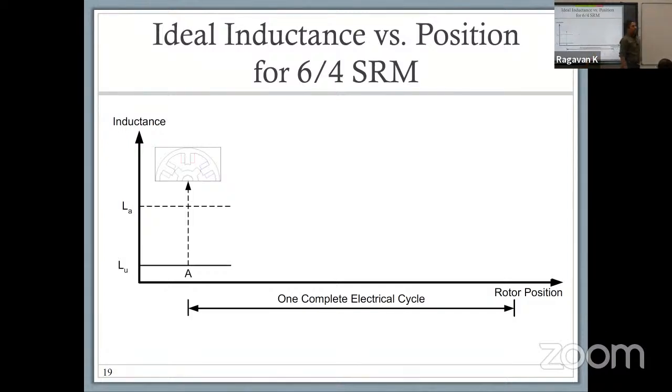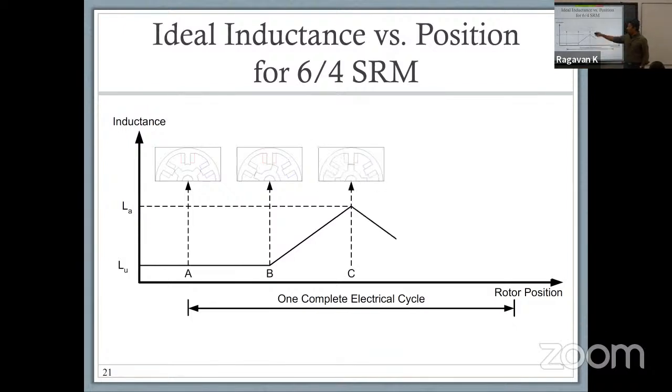The ratio between the aligned to unaligned inductance is referred to as the saliency ratio. The saliency ratio is the ratio between the aligned and the unaligned inductance. We want this number to be as high as possible. So if you move from here and your rotor now gets closer, you start to see an increasing profile for your inductance. Once it gets to the aligned position, that's where your inductance has peaked. That is the point of the least amount of air gap, which means you have the least reluctance. So the majority of the flux has now linked with the rotor.